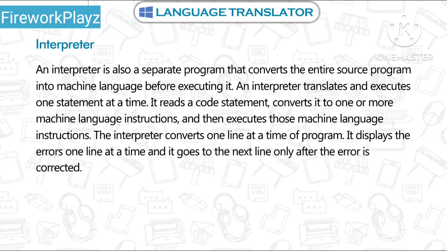Interpreter. An interpreter is also a separate program that converts the source program into machine language. It translates and executes one statement at a time. It reads a code statement, converts it to one or more machine language instructions, and then executes them. It displays the errors one line at a time, and it goes to the next line only after the error is corrected.